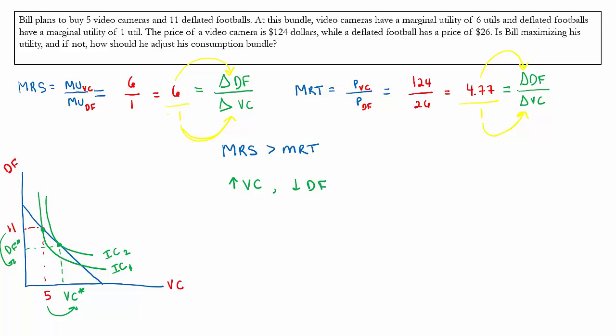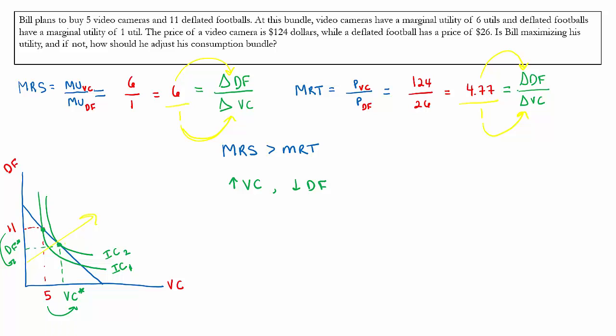Bill says, I'm willing to give up 6 deflated footballs to get one video camera. And the market says, well, you only have to give up 4.77. So there's a chance for Bill to arbitrage here and be better off. And that's exactly what's happening. By moving towards video cameras and away from deflated footballs, he is going to move to a higher indifference curve.